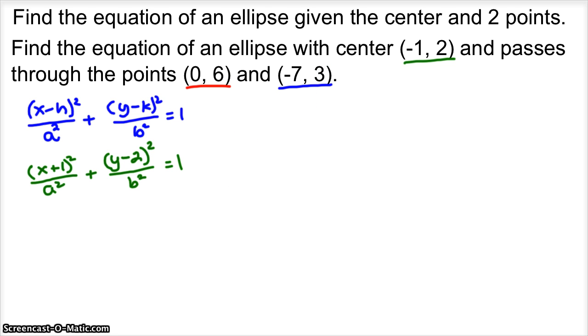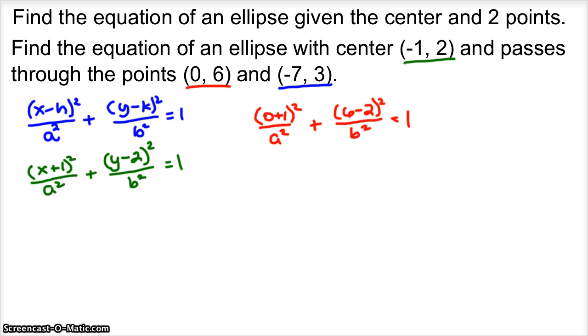So let's put the point 0, 6 in first, into the equation that I have in green. So that's going to be 0 plus 1 squared over a squared, and then plus the y coordinate I have is 6, so that'll be 6 minus 2 squared divided by b squared equals 1.